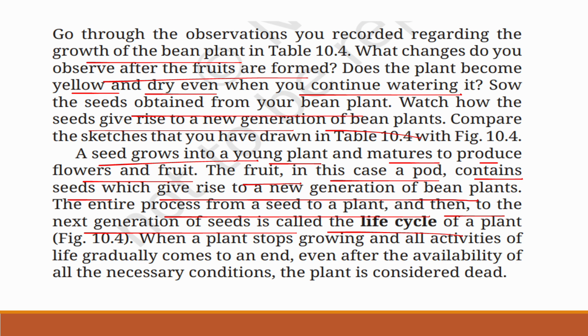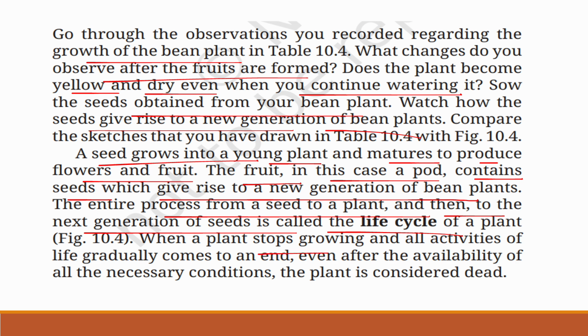The life cycle of a plant refers to the series of stages that a plant goes through from seed to an adult plant. It is a continuous cycle because the mature adult plant produces seeds that start the cycle again. So the entire process from a seed to a plant and then to the next generation of seeds is called the life cycle of a plant.